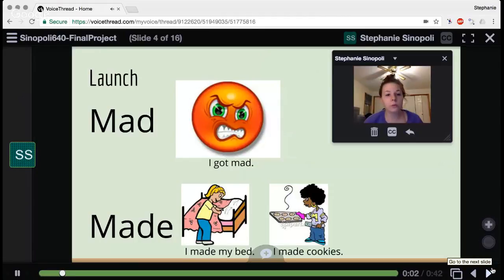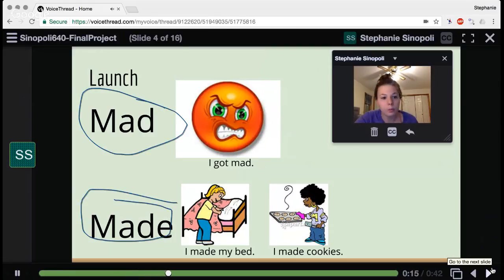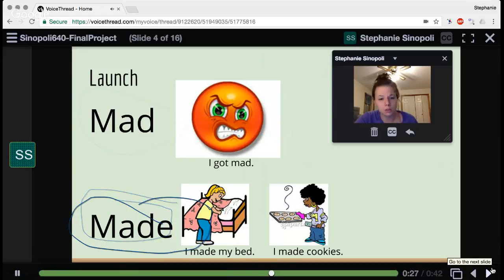So this would be the launch or the warm-up of the lesson. I would ask Karen what the words are on the slide and what the differences are between these words. I would not read them aloud, but ask her to. She could say, that word is mad because the picture shows that he's mad, and this word is made because the picture shows that she is making her bed or that she made cookies.